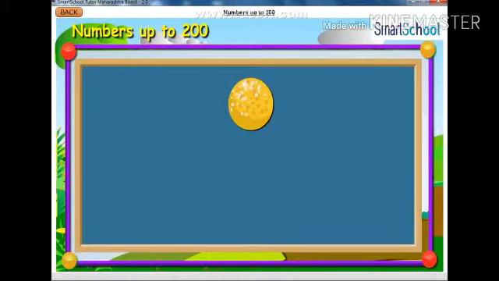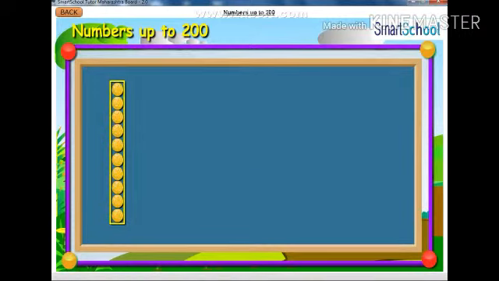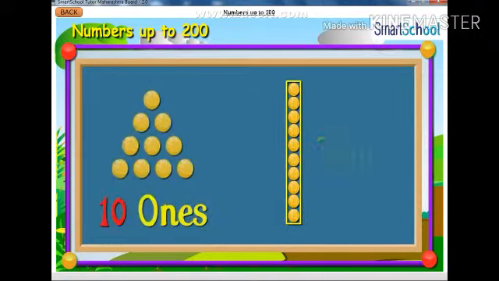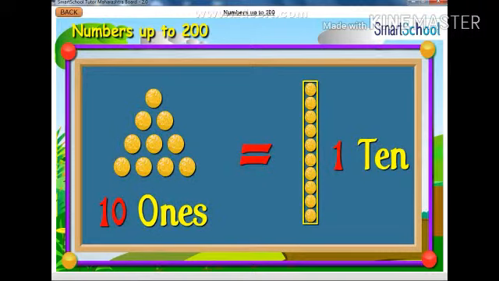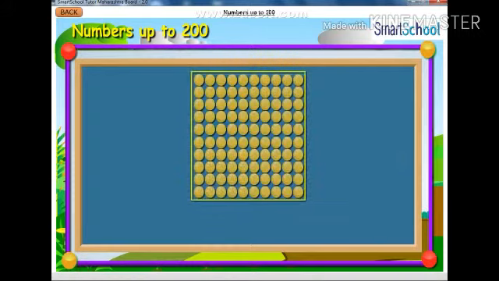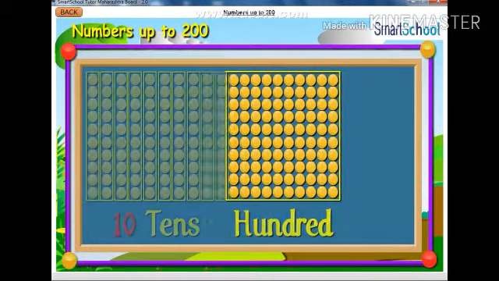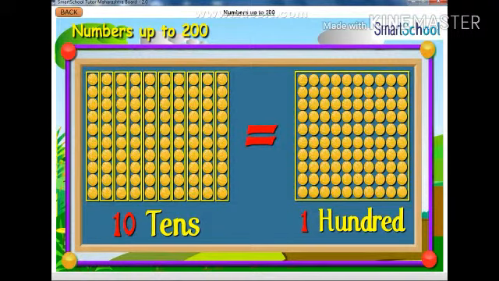This is a single laddu. We can call it ones. These are 10 laddus. We can call it tens. Or we can say 10 ones equal to 10. These are 100 laddus. We can call it 100. Or we can say that 10 tens is equal to 100.